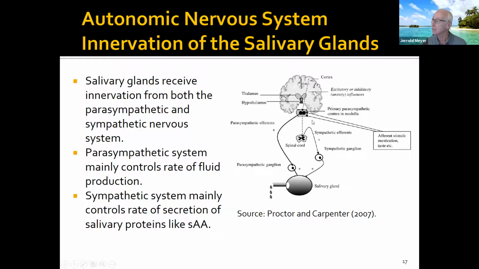Whereas the main function of the sympathetic innervation is not only the rate of secretion, but the rate of secretion of salivary proteins, such as alpha amylase. So that's why we can, to a reasonable extent, with limitations as I'll show, argue that this is a marker of activation of the sympathetic system.